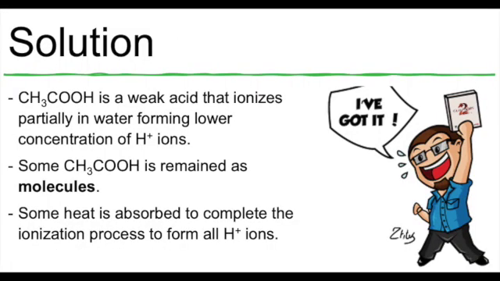Thank you for your solution. Actually, this ethanoic acid is a weak acid. So this weak acid will ionize partially in water only, to form a lower concentration of hydrogen ion. Some of the ethanoic acid still remains as molecules, refusing to ionize. Therefore, some heat will be absorbed back to force them to ionize so that all the hydrogen ions will be released. That's why the delta H will be slightly lower than usual.